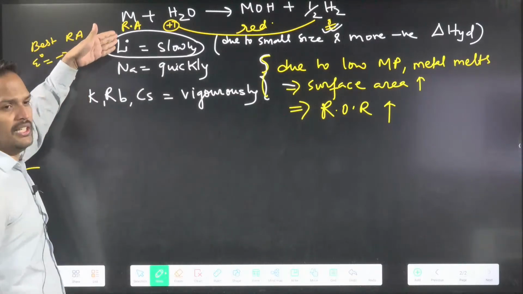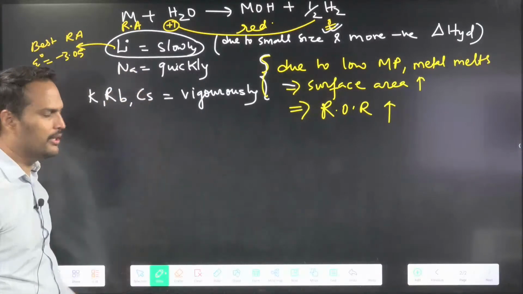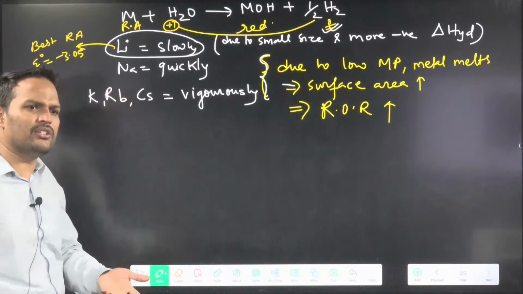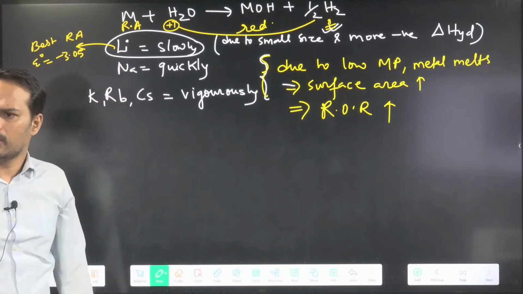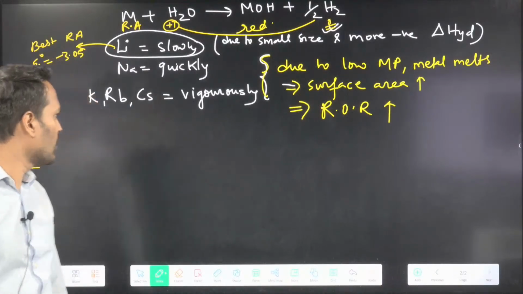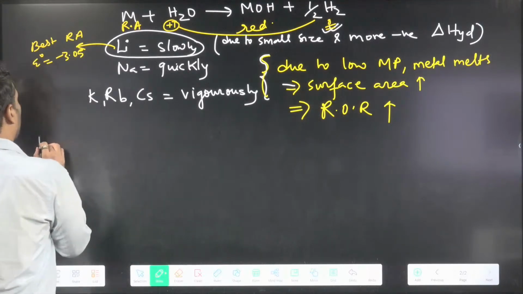Here more energy is released, but the metal is not melting. It has a comparatively high melting point. Here the melting point is less, so with less energy only it is melted. Correct? So this is the reason. So this is all. In this only, we can study one more point now.